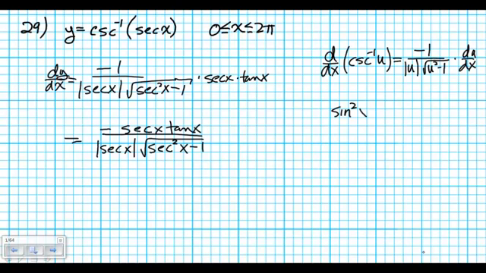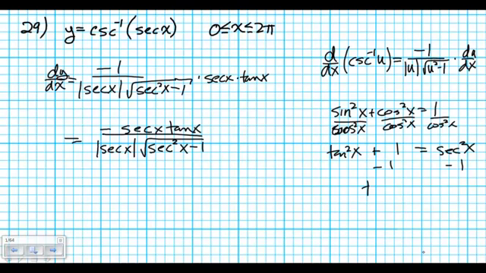I know that sine squared x plus cosine squared x equals 1. But if I divide all of this by cosine squared, I end up getting secant squared equal to 1 plus tangent squared. If I subtract 1 from both sides, I get that tangent squared x is equal to secant squared x minus 1. So this thing right here is equivalent to the square root of tangent squared.